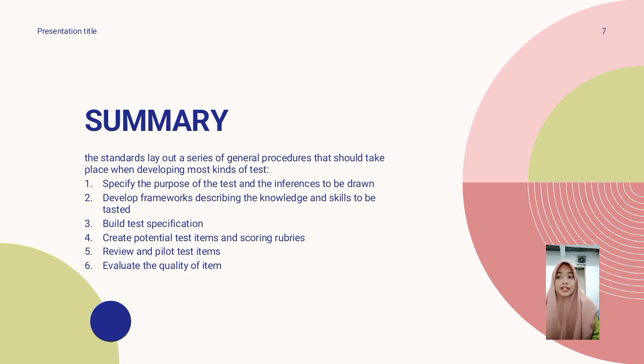Summary: the standards lay out a series of general procedures that should take place when developing most kinds of tests. 1. Specify the purpose of the test and the inference to be drawn. 2. Develop frameworks describing the knowledge and skill to be tested. 3. Build test specifications. 4. Create potential test items and scoring rubrics. 5. Review and pilot test items. 6. Evaluate the quality of items.